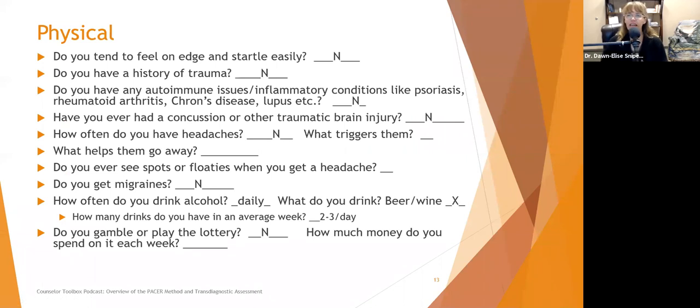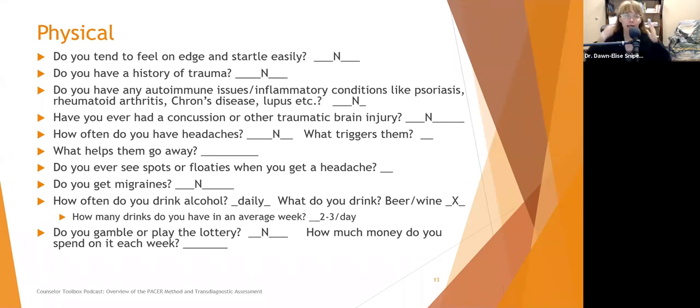Physically, do you tend to feel on edge and startle easily? No history of trauma, no history of autoimmune diseases, concussions, headaches, migraines. He does say that he drinks beer and wine on average 2 to 3 drinks a day. This is, again, not really a surprising number for most Americans. However, since he has diabetes, this can complicate his blood sugar and complicate the diabetes issues. I would encourage him to talk with his doctor about it, just so his doctor knows how much he's drinking and they can work on a treatment plan.